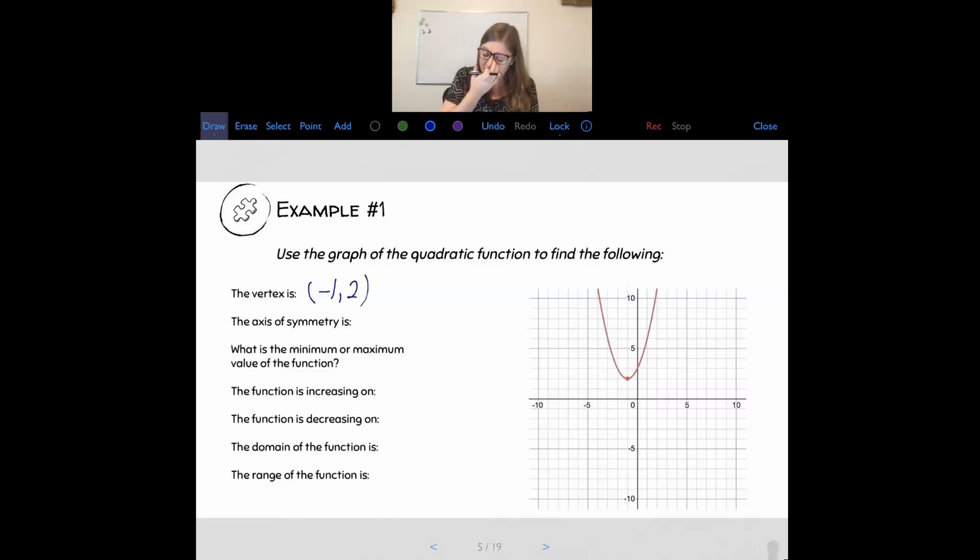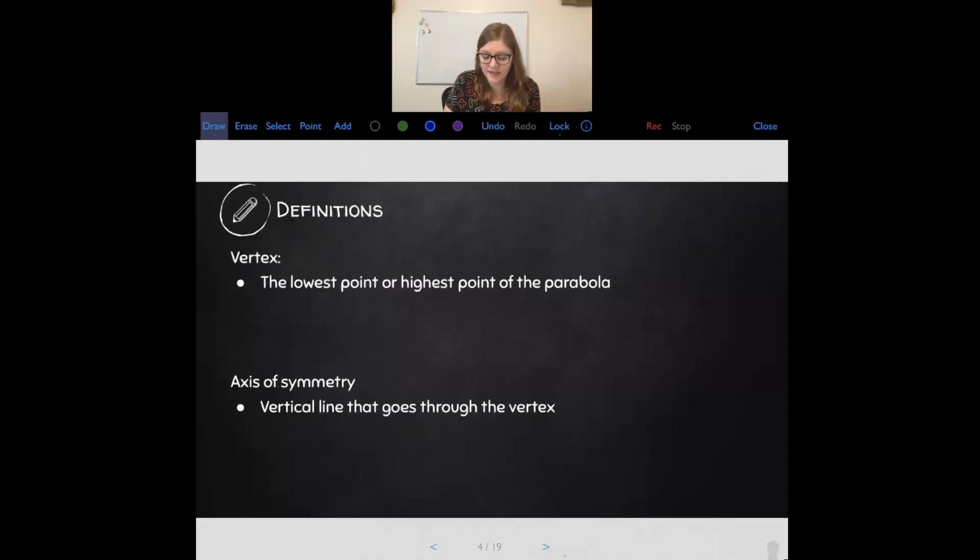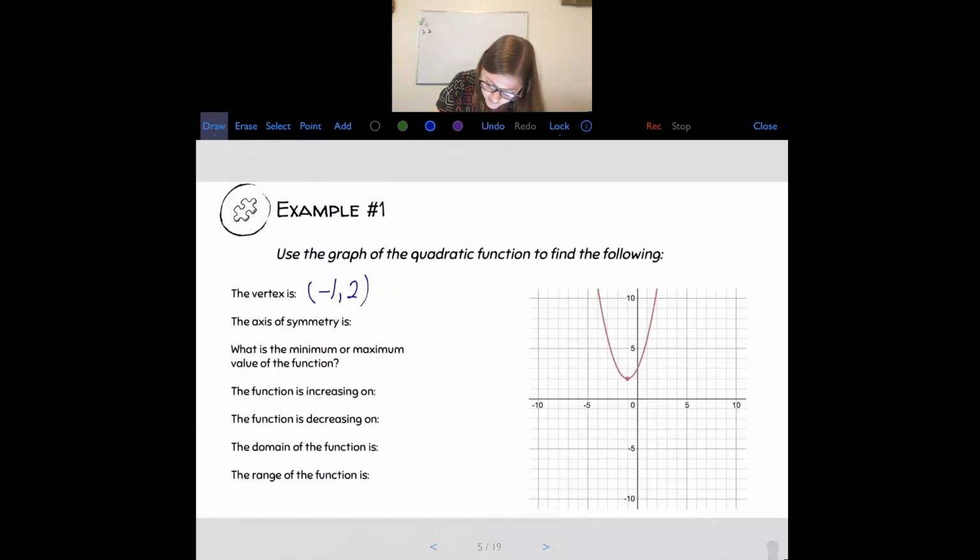The axis of symmetry. So the axis of symmetry, remember, is the vertical line that goes through the vertex. It's also, if you were to fold the graph along that line, each side would coincide. So visually, here's what it looks like. The axis of symmetry, okay? And notice it cuts the parabola right in half. What's on the right side is mirrored to what's on the left side.